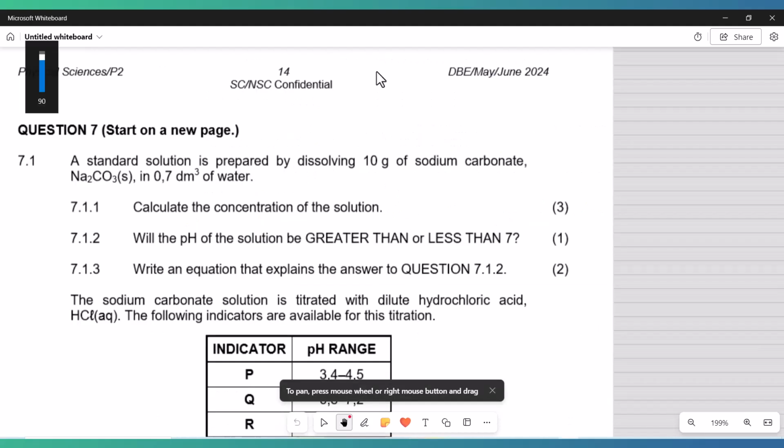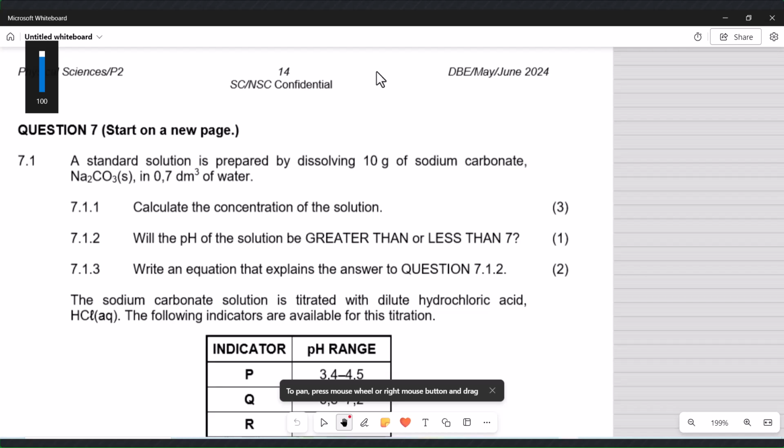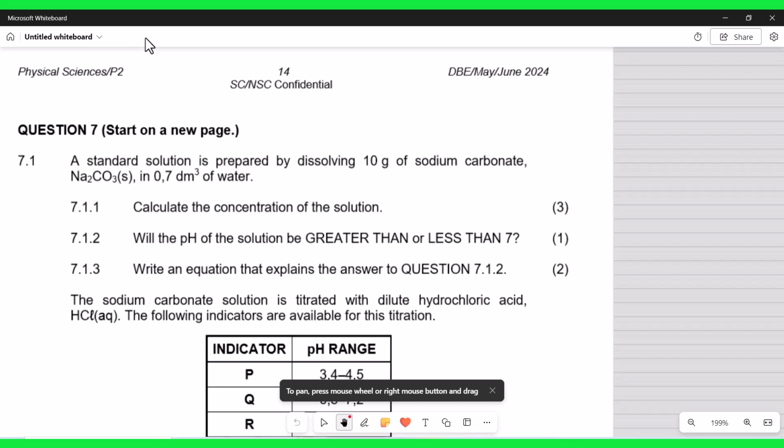All right. This is May-June 2024, Question 7. It says that a standard solution is prepared by dissolving 10 grams, this is the mass, of sodium carbonate in 0.7 decimeter cubed of water. This is our volume here. Calculate the concentration of the solution.